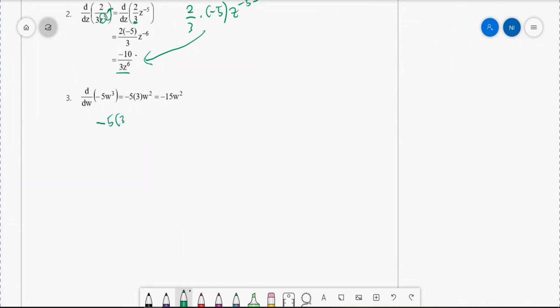Bring the power forward, 3, and then W to the power of 3 minus 1. That's why we have 2 here. So simplifying, we have negative 15 W to the power of 2.